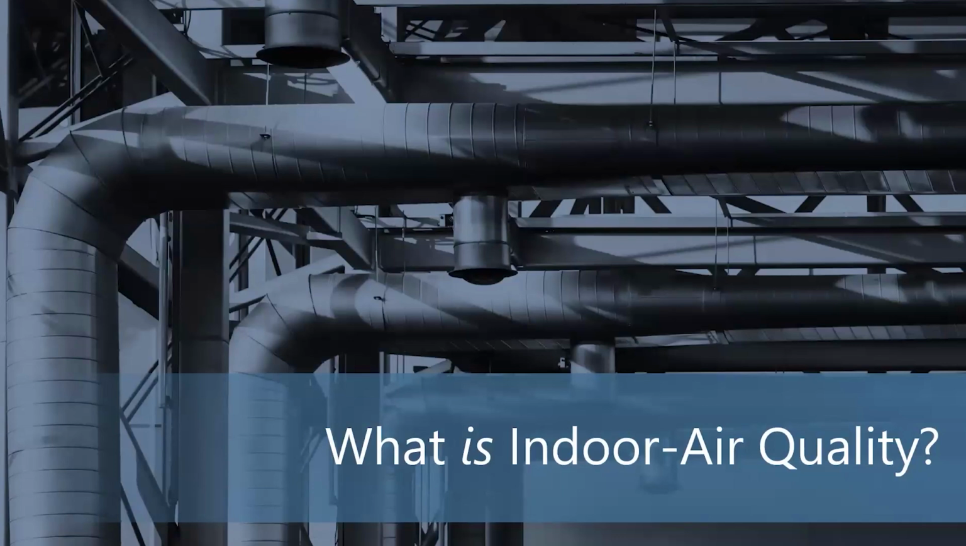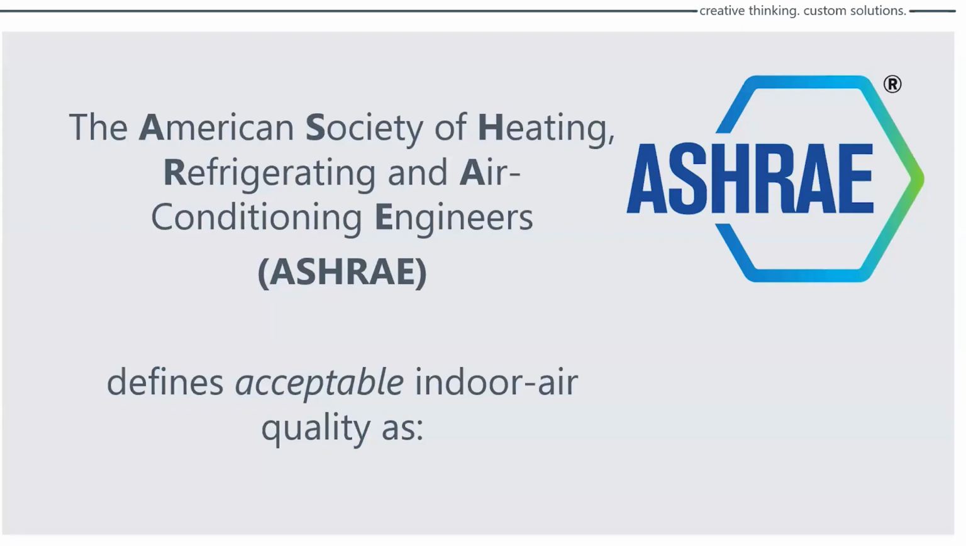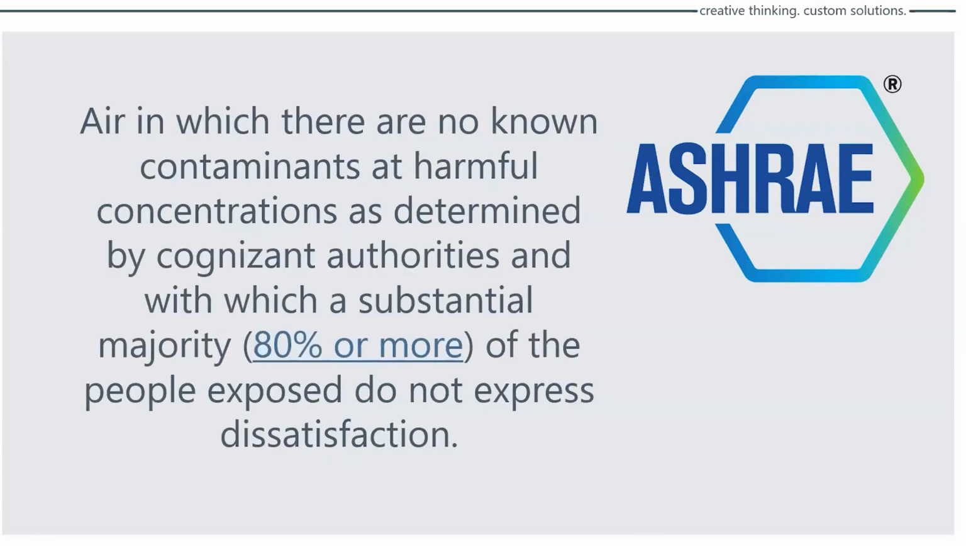So what exactly is indoor air quality? As we said before, it's not really defined by OSHA or EPA, but the American Society of Heating, Refrigeration, and Air Conditioning Engineers, or ASHRAE, defines acceptable indoor air quality as air in which there are no known contaminants at harmful concentrations as determined by cognizant authorities, with which a substantial majority, 80% or more, of the people exposed do not express dissatisfaction. So 80% is sort of the goal here.